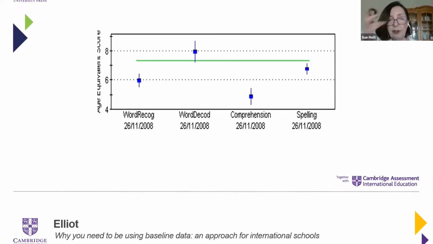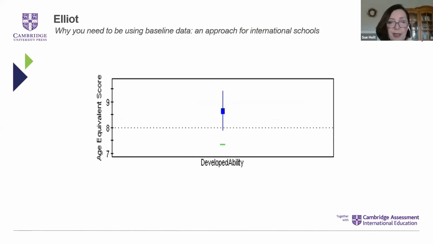Now, if we have a look again at Elliot, at the very bottom there, you can see his age. And if you look at his developed ability, it shows that he's a really able little boy. And he just really wasn't progressing until he was assessed. And then he was sent to the special educational needs coordinator for further assessment. And then he was given support to help his dyslexia and made good progress following the identification of his special needs.